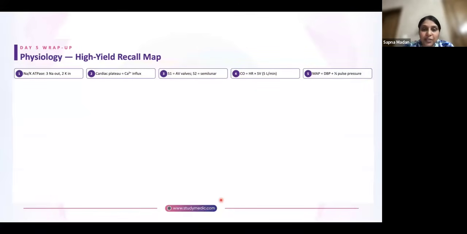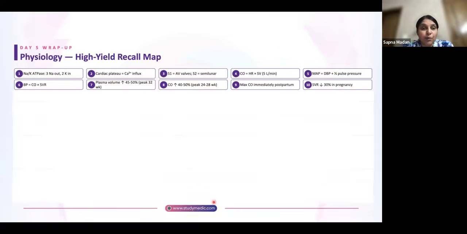S1, heart sound. So the first heart sound is by the closure of the mitral and tricuspid valves, or the AV valves. And the second heart sound is by the closure of the semilunar valves. Cardiac output is deduced by multiplication of heart rate into the stroke volume, and it is approximately 5 liters per minute. Mean arterial pressure is very important to diagnose whether the organs are being perfused well or not. And that formula is diastolic blood pressure plus 1/3 of the pulse pressure. And the pulse pressure is systolic pressure minus the diastolic blood pressure.